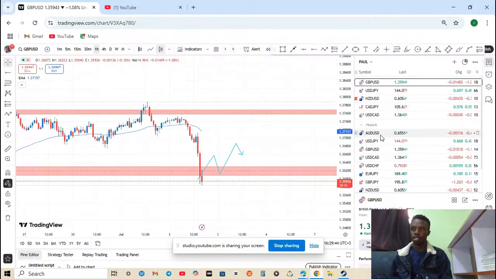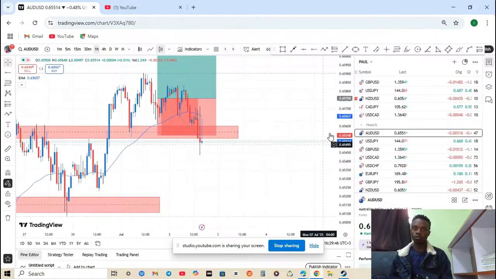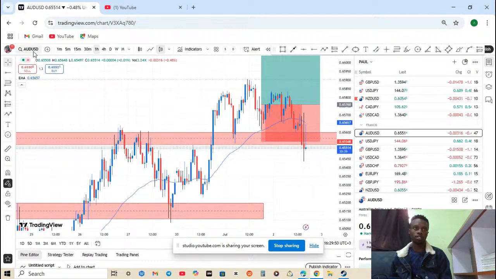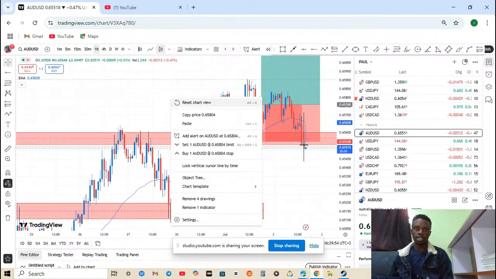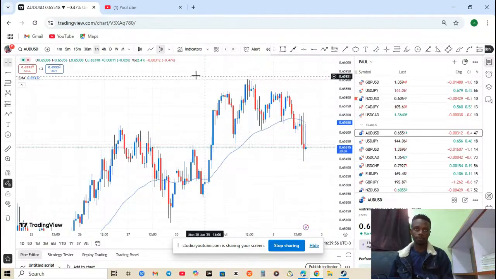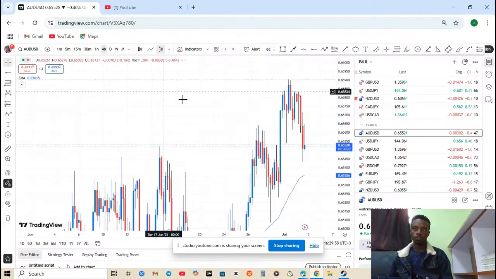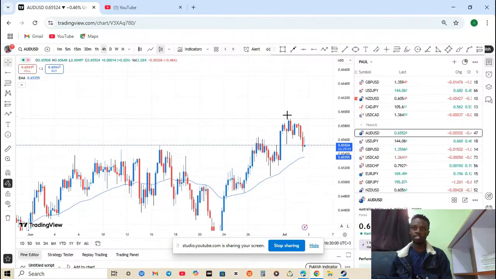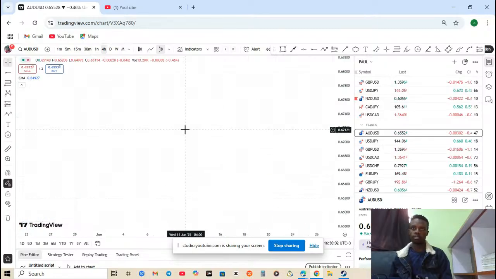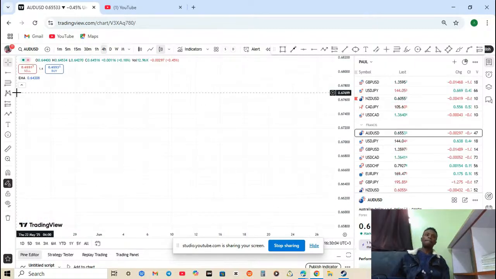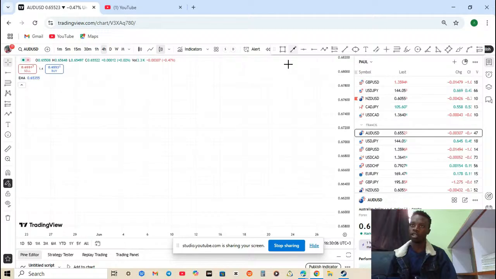So today I actually took two trades. I don't know which one to start with, but I took this Australian dollar, US dollar, AUD USD. I don't know whether to first of all explain my strategy and then show you the exact reason why I took the trades.